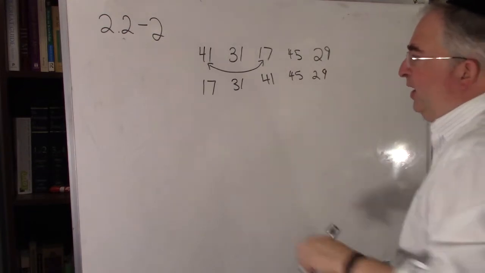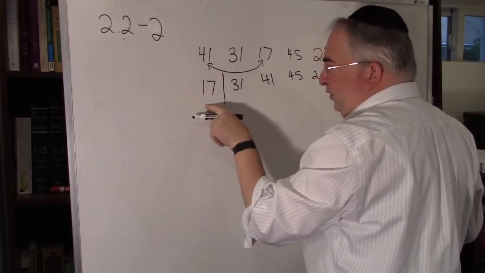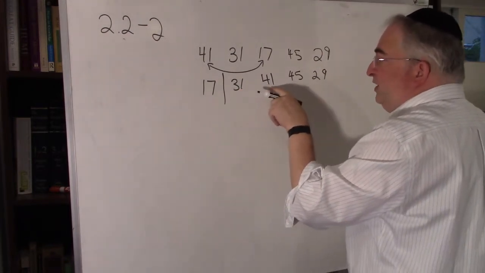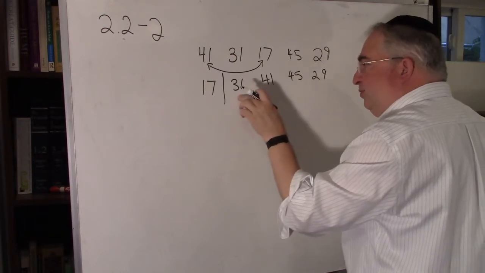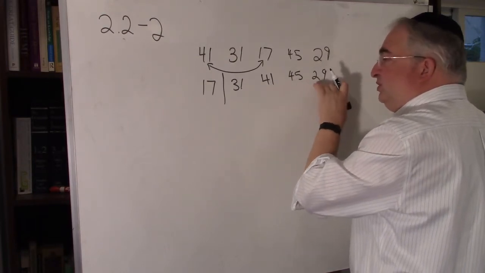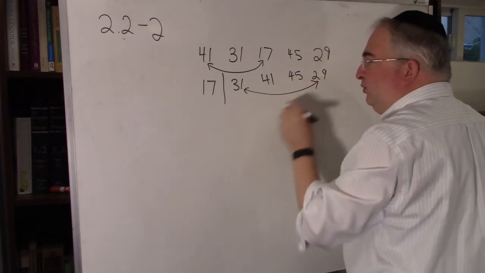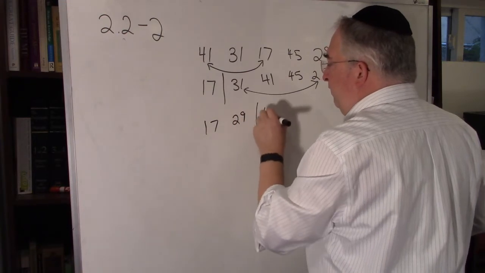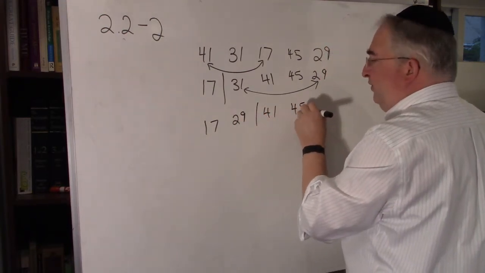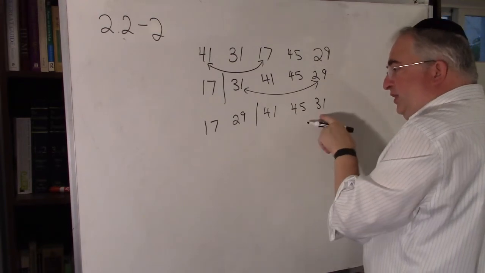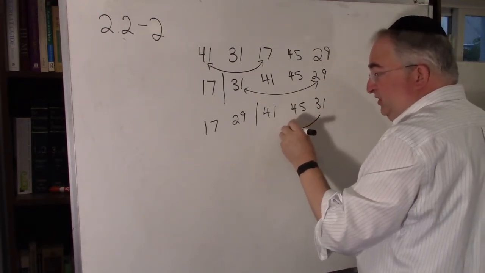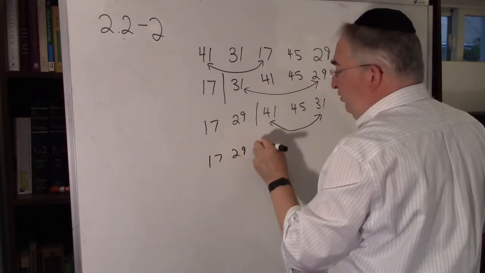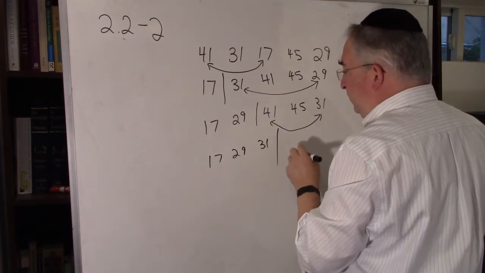Okay? Now, this is ordered. It's going to find the smallest amongst the rest. It's going to assume this is smaller than this, and this is the smallest, smaller than this, smaller than that. So it's going to swap these two, and you're going to get 17, 29, 41, 45, 31. Now it's going to go through these 3, find the smallest. The smallest is this. It's going to swap it with that. You're going to get 17, 29, 31. That's going to be the breakpoint.